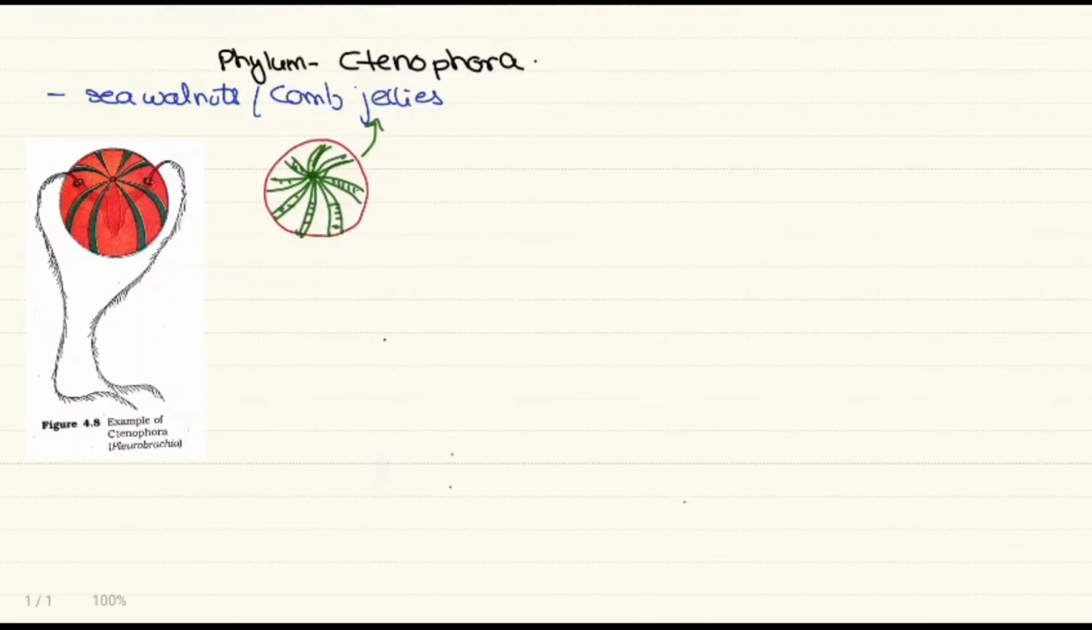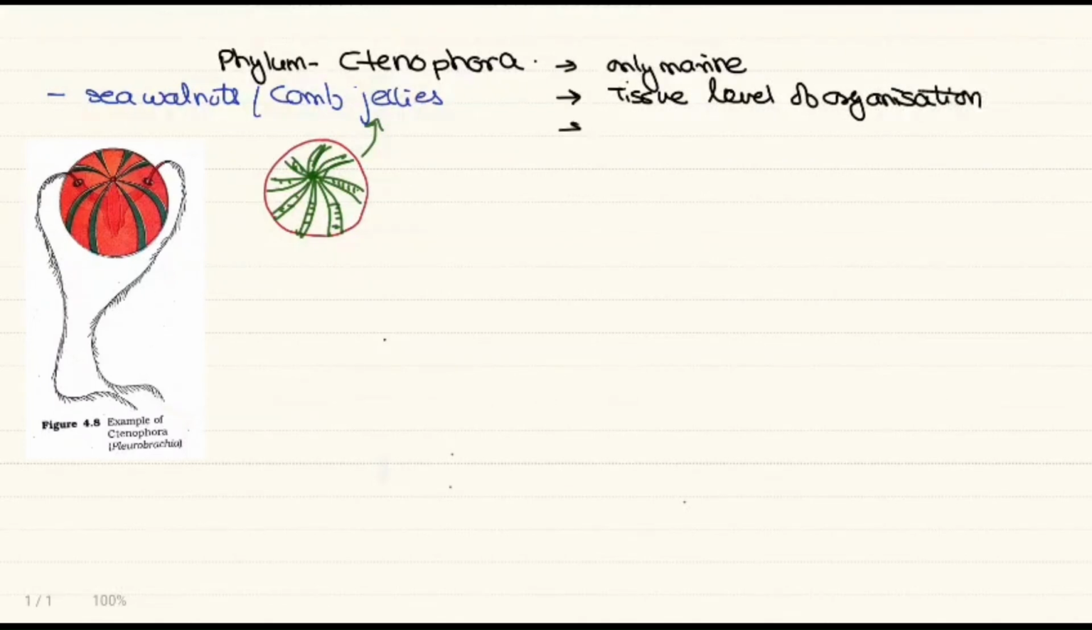So let's see the basic characters of the Ctenophora. Ctenophora are exclusively marine. You find them only in the seawater. They are very closely related to the Coelenterata or the cnidarians. That is, these are also at tissue level of organization, same as Hydra. These are also radially symmetrical, like the cnidaria. And ctenophores are also diploblastic, that is, two germinal layers, ectoderm and endoderm.